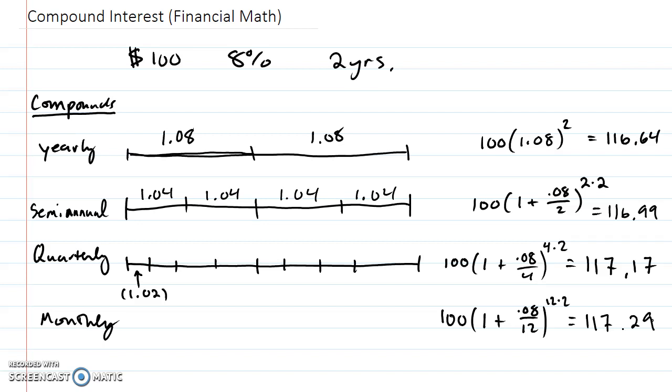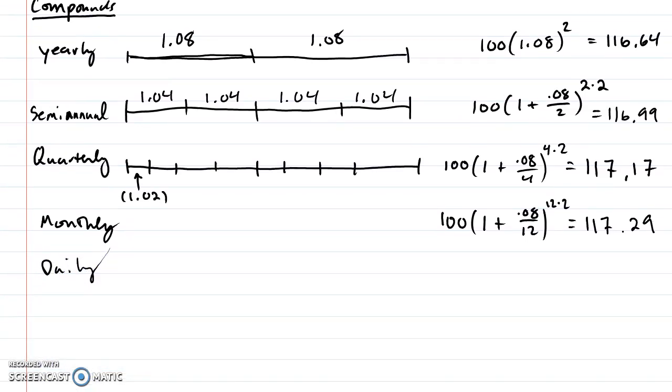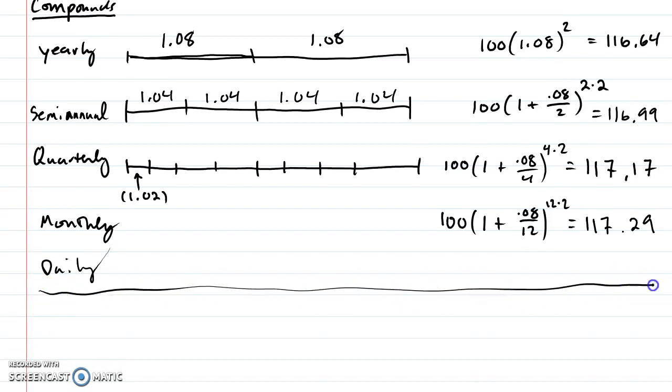So you can keep doing this. You could even do this daily if you want. But most banks stop at daily, because you'll see that there's a decrease in how much you get every time you increase your compounding rate. So most banks stop at daily because that is where you start to actually spend more time computing than actually getting money. So daily, you would do the same thing. You just divide by 365 and raise to the 365 times 2 power.